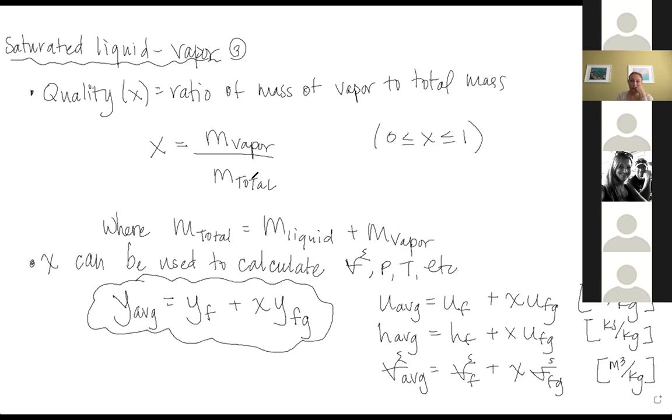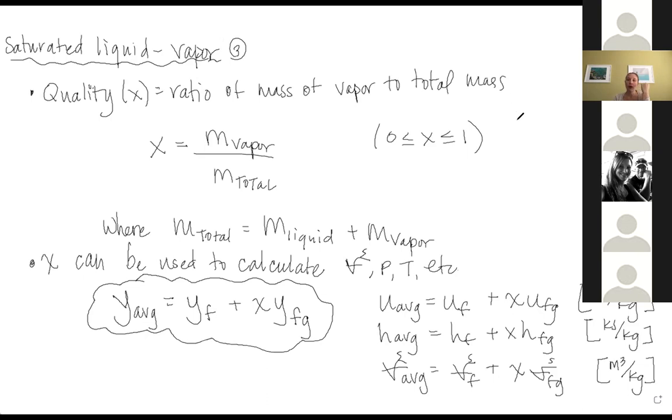Yes. So this X is always going to be this quality term, which is our mass vapor over our mass total. For the second equation on the right, H average equals H of f plus X times H of fg. Nope, okay, that's a mistake on my part. Sorry, I got carried away. It's still H here. This is all internal energy. This is all enthalpy. That's my mistake. This is all specific volume. So they'll all follow this exact same format.